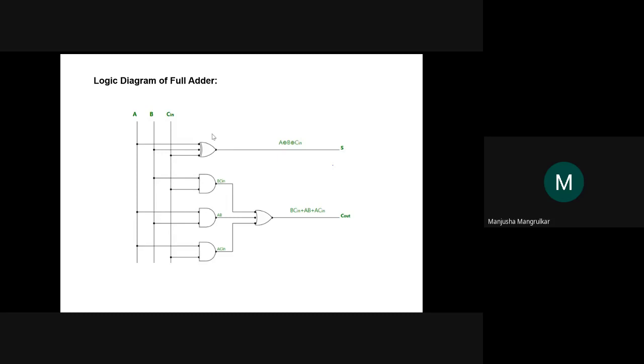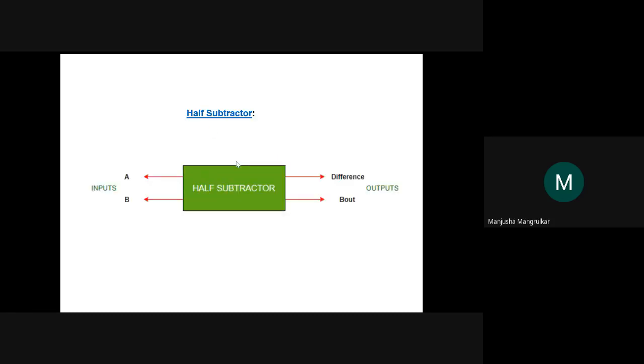Now the next is we are going to see the subtractor. It's the same as the adder. There are two types of subtractor: half subtractor and full subtractor, right? The half subtractor has two inputs, same as A and B, and the outputs are the difference of A and B and the borrow, what we borrow for doing the subtraction, right?